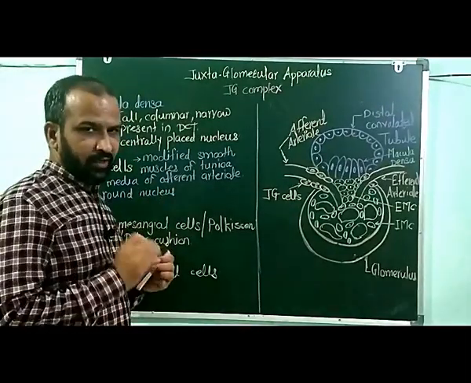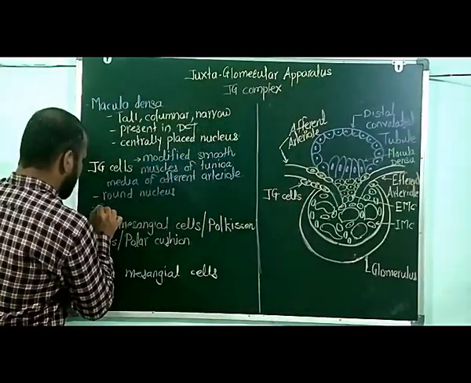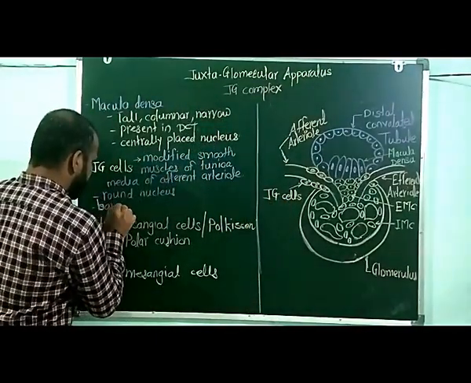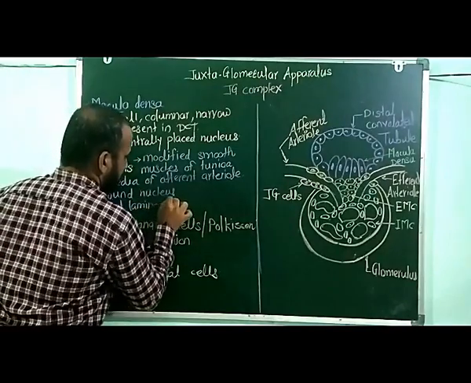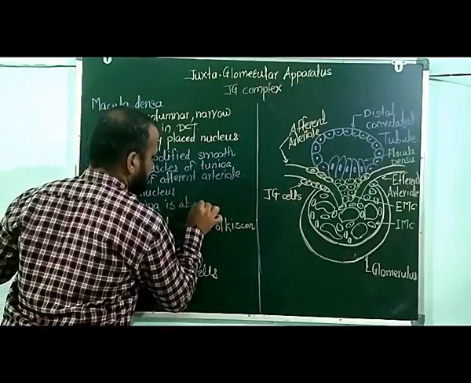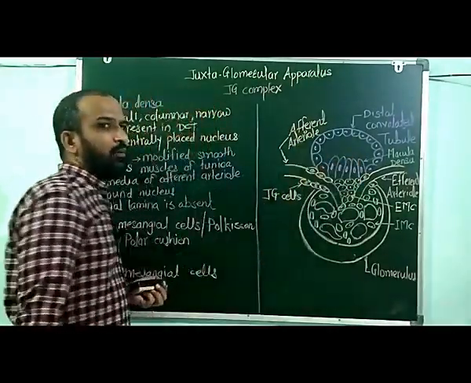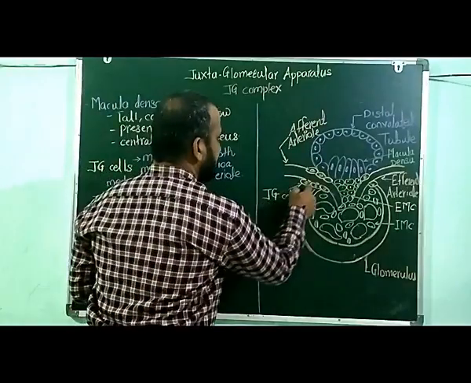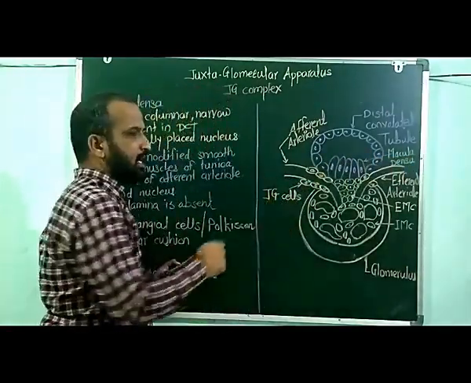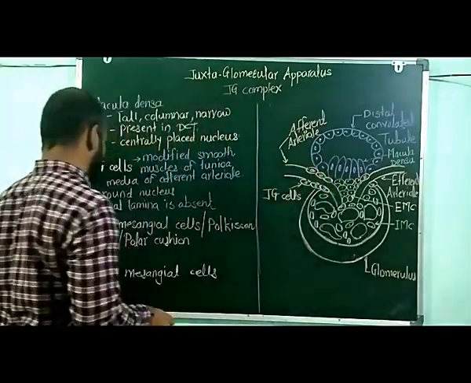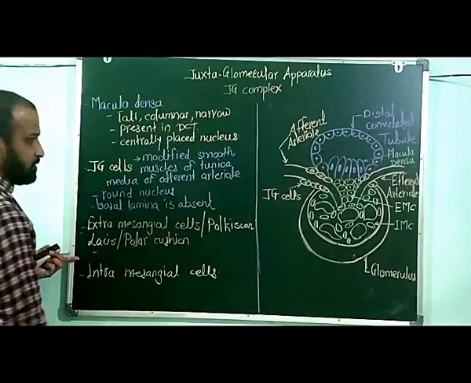Another most important characteristic feature that you have to remember is that the basal lamina is absent. Basal lamina is absent between the JG cells and the Macula densa cells. As a result, these two cell types, that is the Macula densa and the JG cells, are intimately connected with each other. The next cell type is the extramesangial cells.